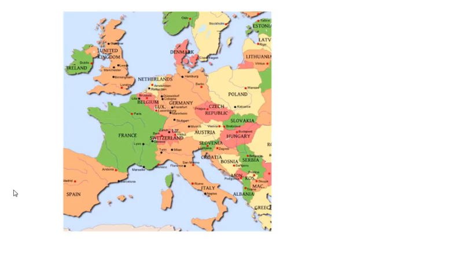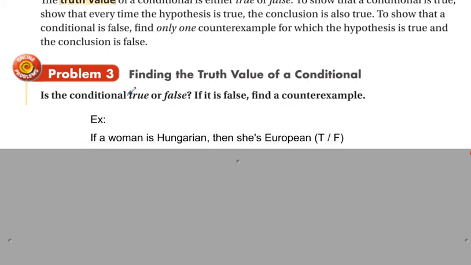If you looked at a map, Hungary is in Europe, as you guessed it. Let's see if we can find Hungary. There it is. There is Hungary. And Hungary certainly is in Europe. So is the conditional true or false? If it is false, find a counterexample. Can you find a Hungarian woman that is not European? No, you can't, because Hungary is in Europe. So this is definitely true.